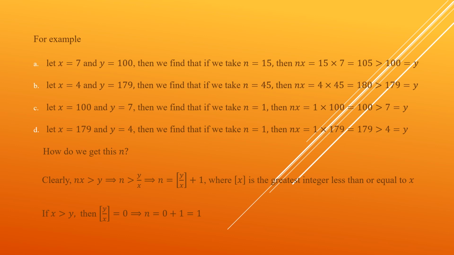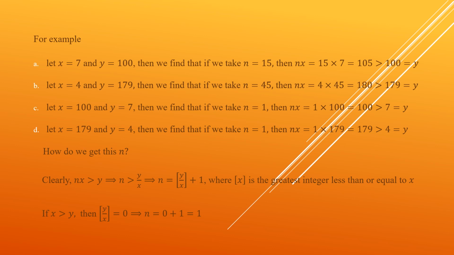If x is 100 and y is 7, then we do not have to find any natural number because x is already greater than y. Therefore, the natural number under consideration is 1 over here. In case x is 179 and y is 4, clearly x is greater than y. So the natural number that obviously exists is n equal to 1. Since we are doing this for positive real numbers, we consider only positive real numbers. There is no picture of negative real numbers over here.